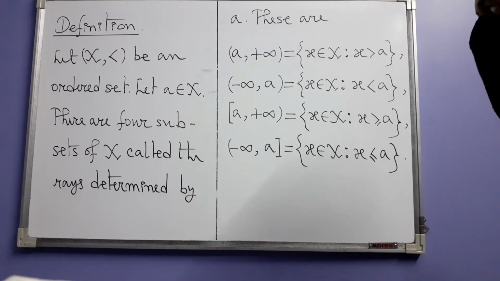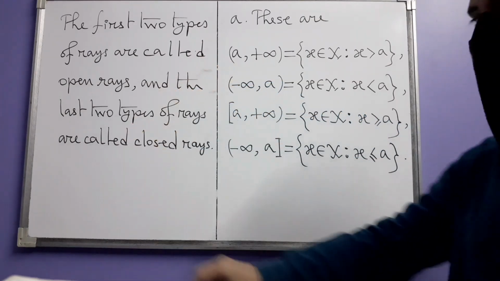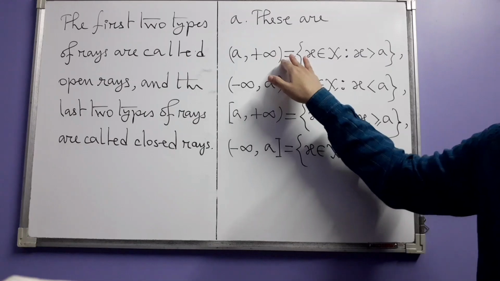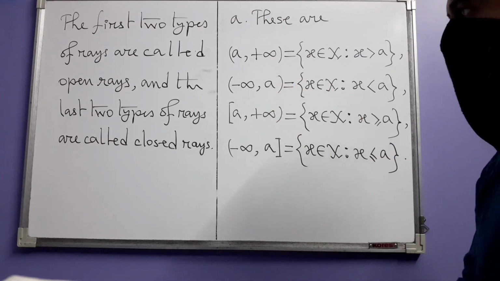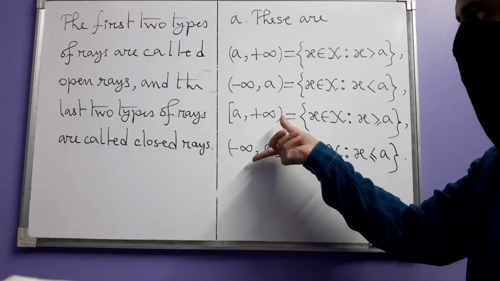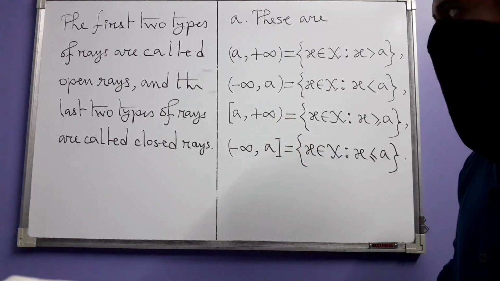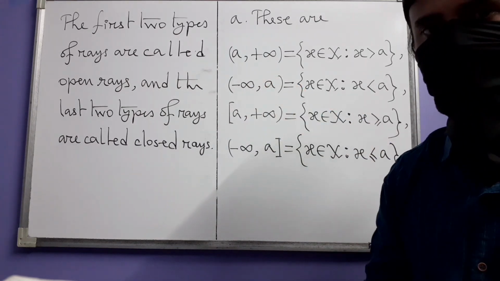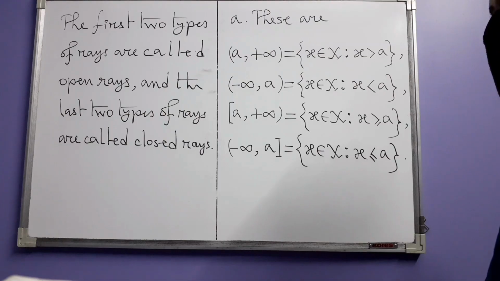The first two types of rays are called open rays. That means this type of rays are open rays, and this other one, they are also called open rays. And the last two types are called closed rays. Now the word open suggests that this should be open in the ordered topology. Actually that's the case. Let us see how.